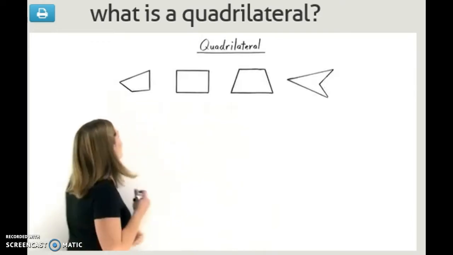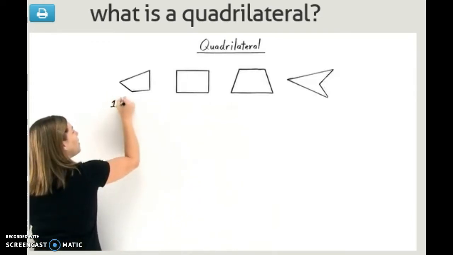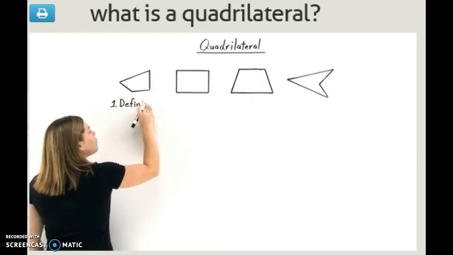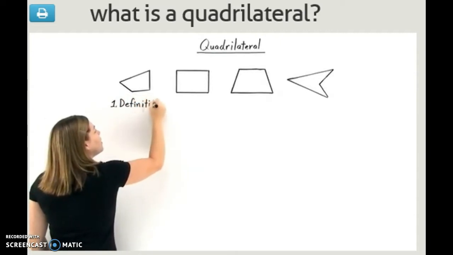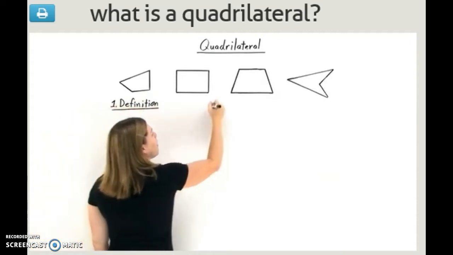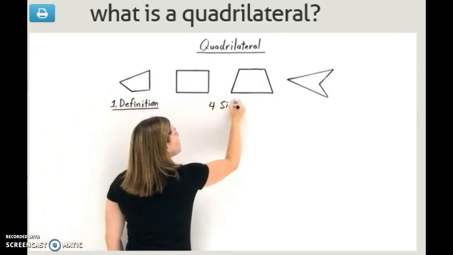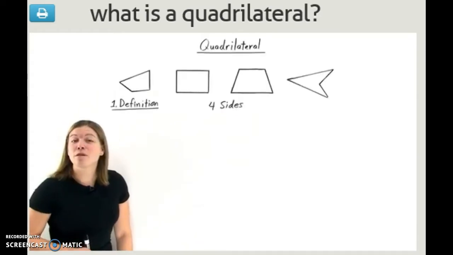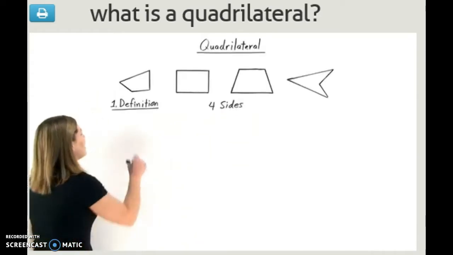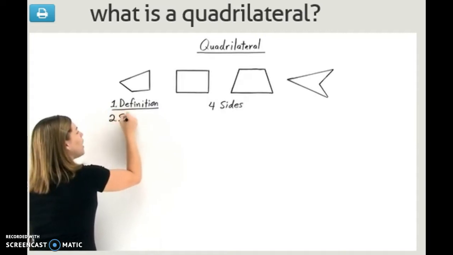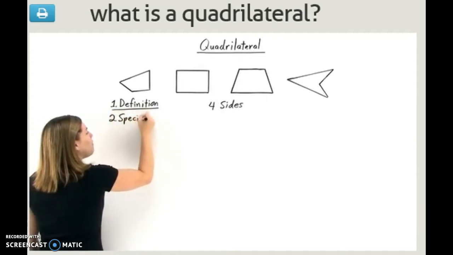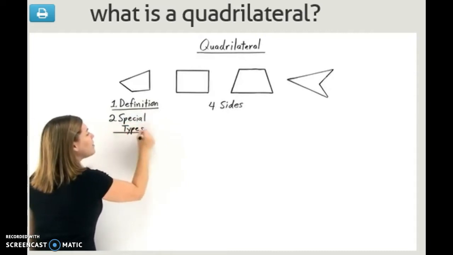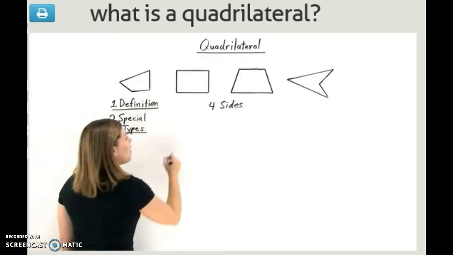That is what makes a quadrilateral a quadrilateral. A quadrilateral is a polygon that has 4 sides. So, if you have a polygon that has 4 sides, you have a quadrilateral. Now there are some special types of quadrilaterals. These quadrilaterals all have some special qualities about them. It gives them an extra name. So let's take a look at some special types of quadrilaterals.